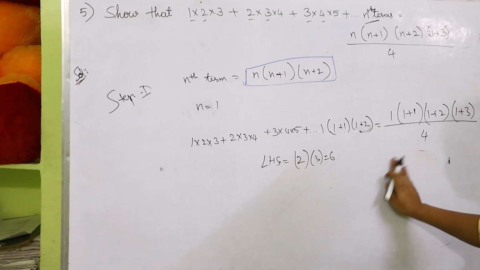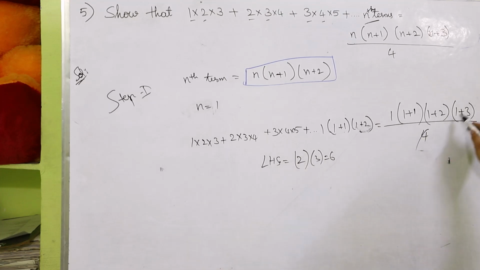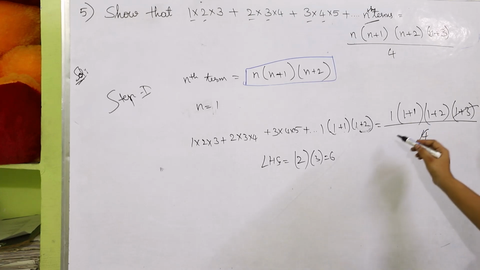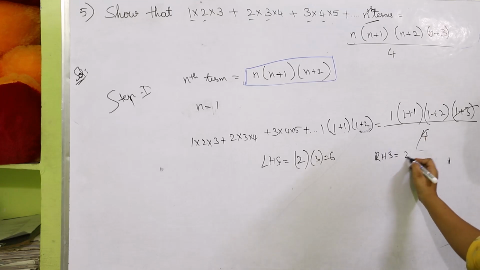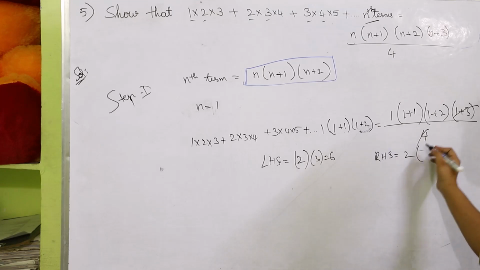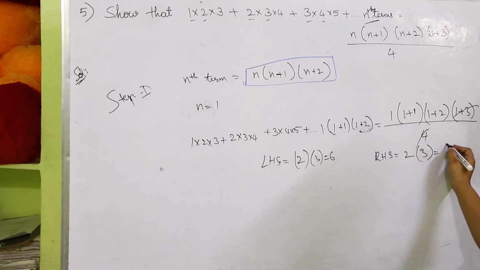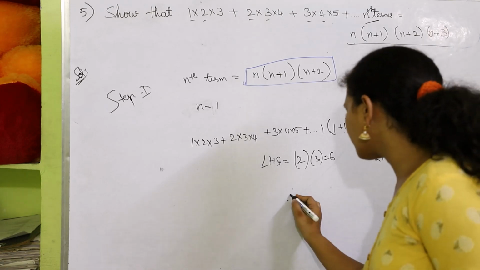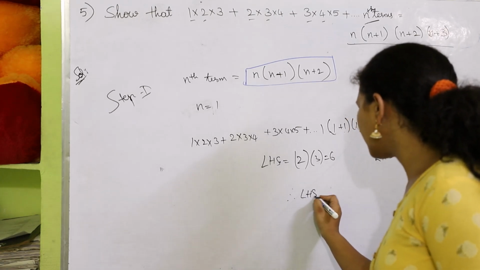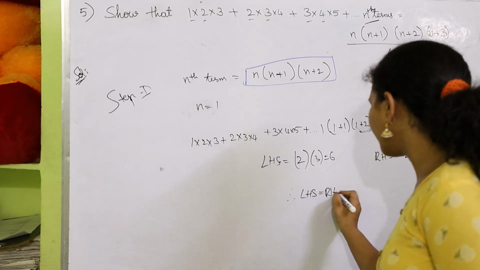Okay, so coming back to the LHS, here you have 4, 4, 1 plus 3, how much? 4. The 4s cancel. Here I have 1 plus 1, how much? 2 into 1 plus 2, how much? 3. So this is equal to 6. Therefore I can conclude LHS is equal to RHS.